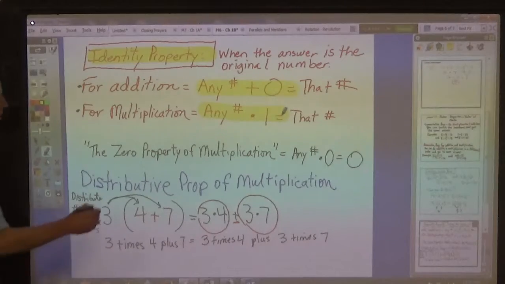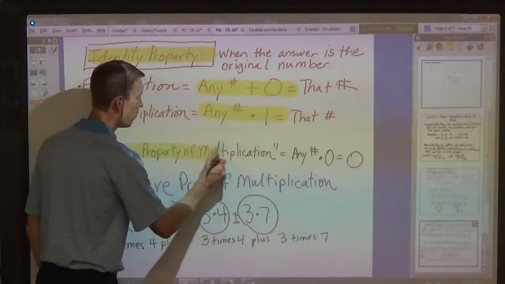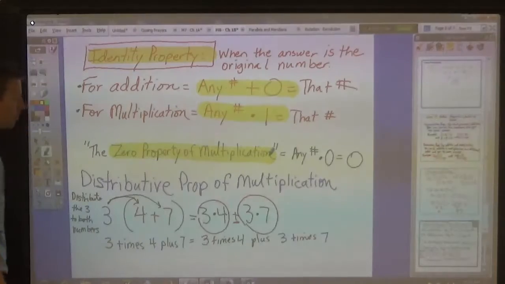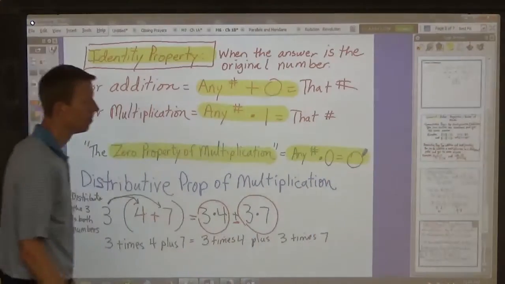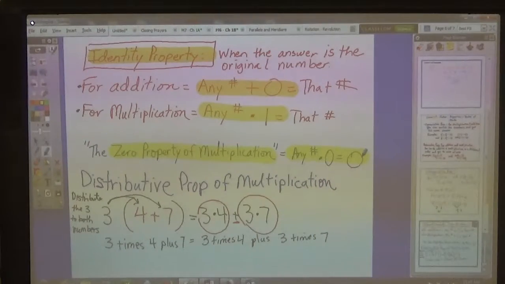Then write down zero property of multiplication. Any number times 0 is 0. That's an actual property. That's a rule. Any number times 0 is 0. A rule means that it always works. These properties always work. That's why they are properties. They're rules.